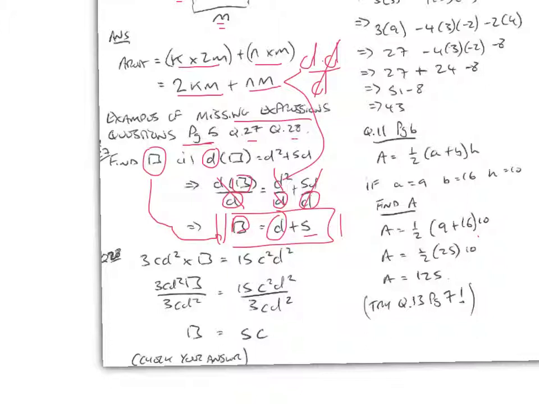Look at this example here. 3cd squared times our symbol is equal to 15c squared d squared. So just divide both sides by the coefficient of this. So it looks like this, and these will just cancel straight away. And then this is the same as 15 by c by c by d over 3 by c by d. So the two d's will cancel, one c will cancel, 3 goes into 15 5 times. Your answer is 5c.